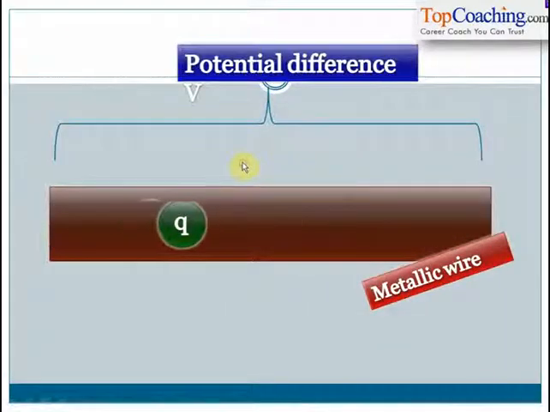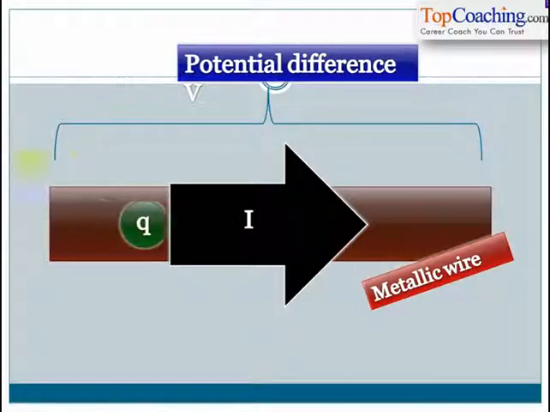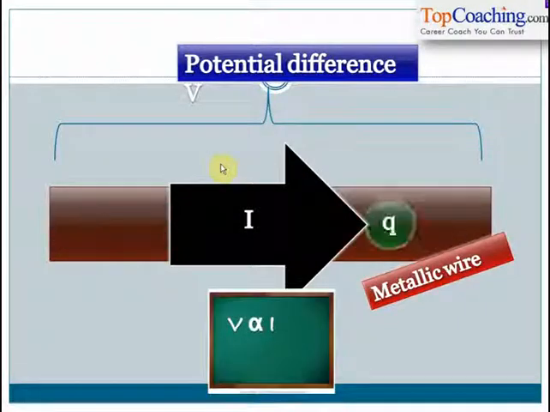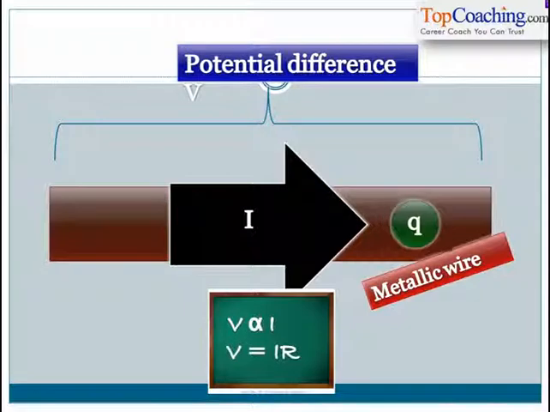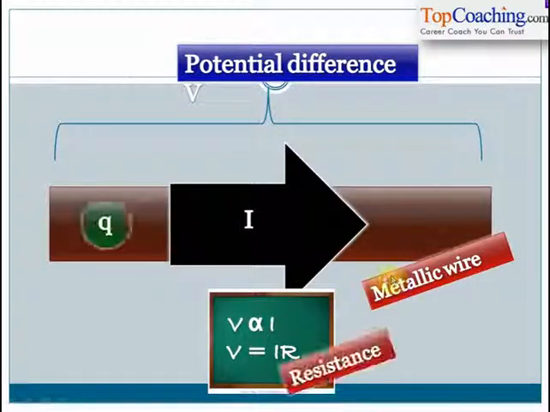We also learned about something called Ohm's law. According to Ohm's law, if the potential difference across a wire is V volts and the current flowing through it is I, then V equals IR. The potential difference is proportional to the electric current and R is the constant of proportionality. R also represents the resistance offered by the wire to the flow of electric current.